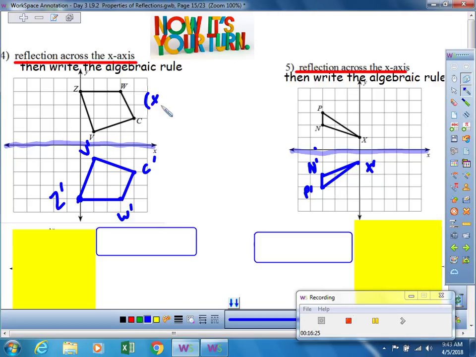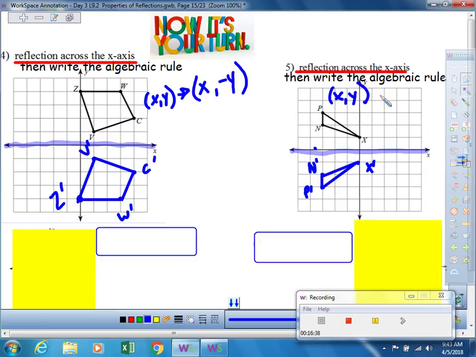So xy becomes, and then this went over the x, so the x stays the same, the y is the opposite. And this one's the same. xy becomes, it went over the x, so the x stays the same, the y is the opposite. Whatever axis you go over, that variable stays the same.